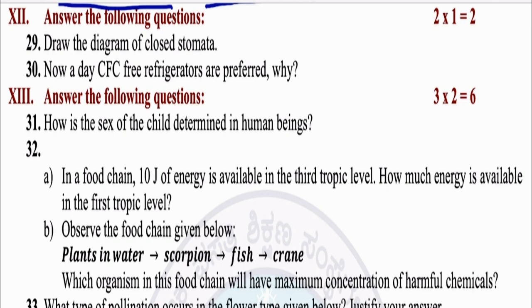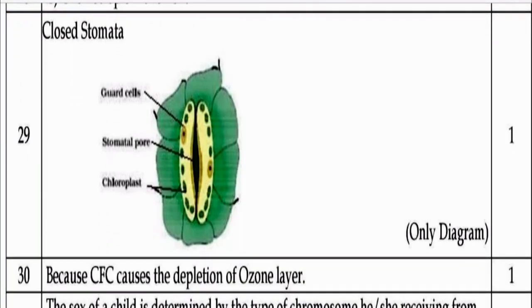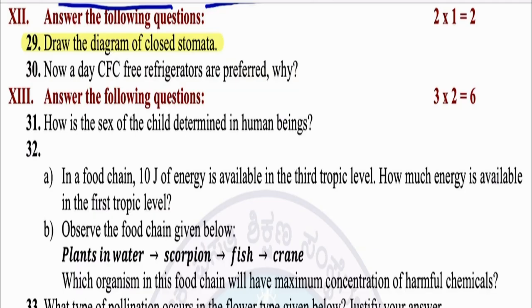Question number 29. Draw the diagram of closed stomata. Here you can refer to this diagram, or you can also see it in the textbook. Nowadays, CFC free refrigerators are preferred. Why?